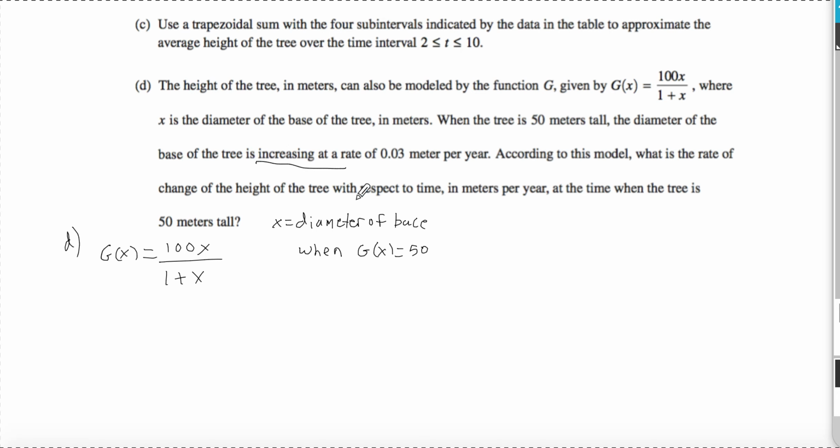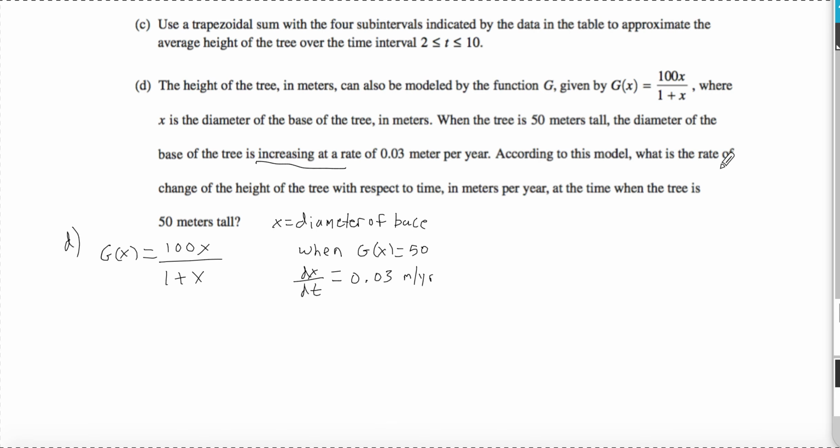The diameter of the base of the tree. Well, the diameter of the base of the tree is x. And we just found out it's increasing at a rate of 0.03 meters per year. That sounds like a dx dt, the rate of change of the diameter of the base of the tree. It is 0.03, positive because the diameter is increasing, meters per year. Okay, so when g of x is 50, dx dt is 0.03. That's the rate of change of the diameter of the tree.